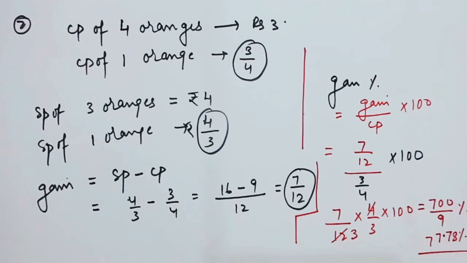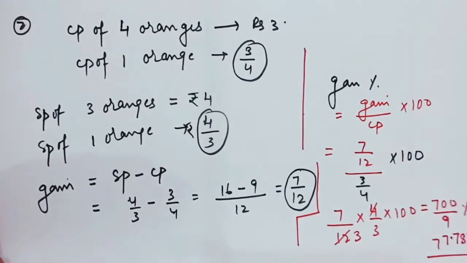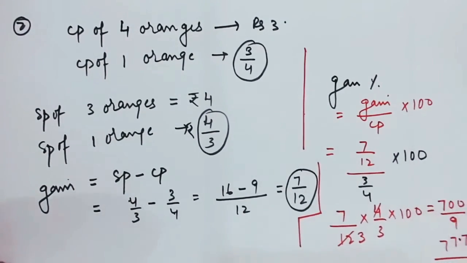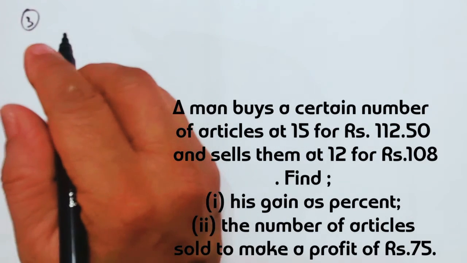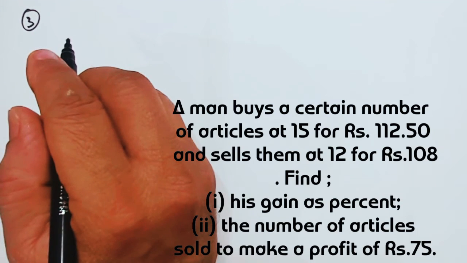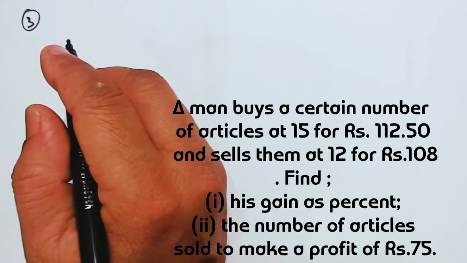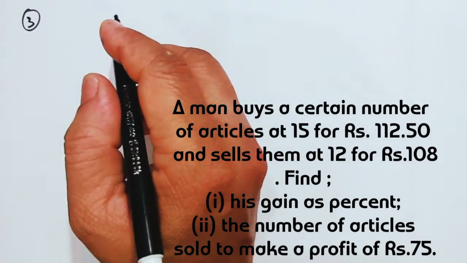Moving on to the next one, that is number 3. A man buys a certain number of articles at 15. Now I think this is also of the same type. However, let's see. A man buys a certain number of articles at 15 for rupees 112.50 and sells them at 12 for this much.